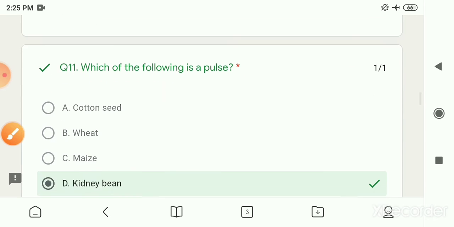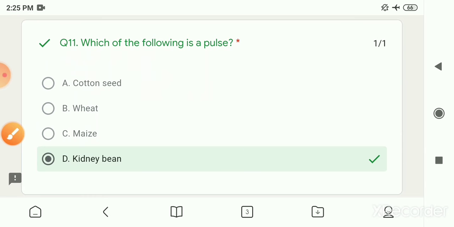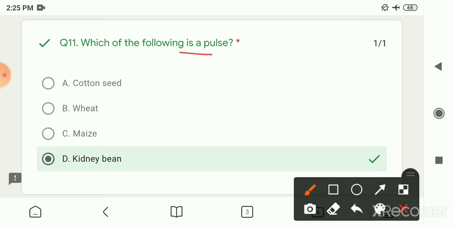Next is 11th number. Which of the following is a pulse? The options are cotton seed, wheat, maize or option D is kidney bean. So here your answer is option D, that is kidney bean. Kidney bean is the example of pulse. Wheat and maize are the examples of cereals, and cotton seed is the example of oil seed. So here your answer is option D, that is kidney bean.